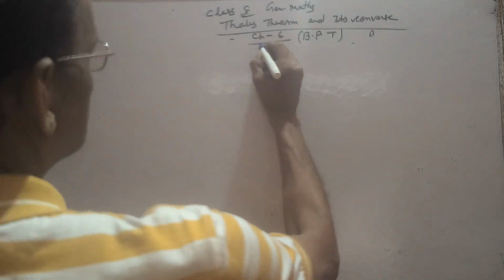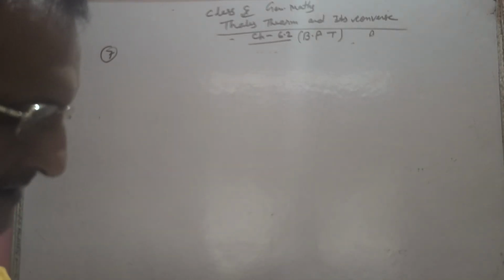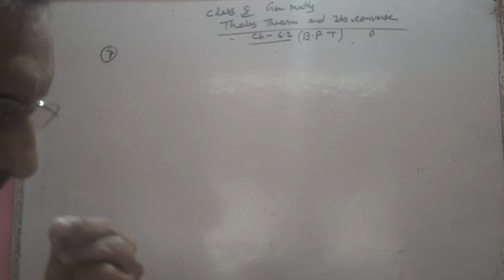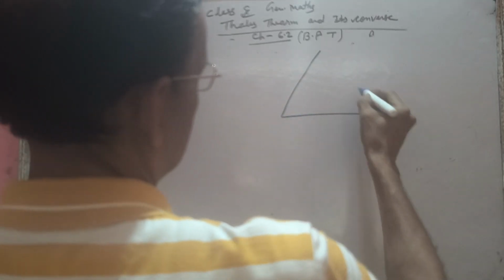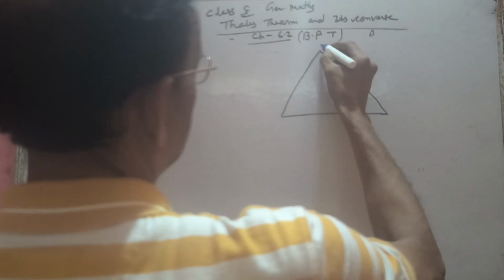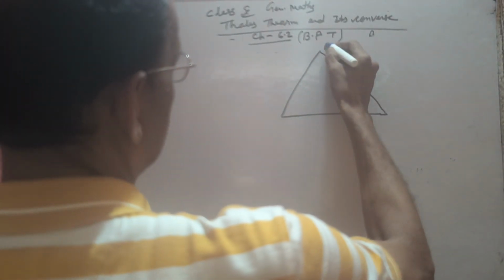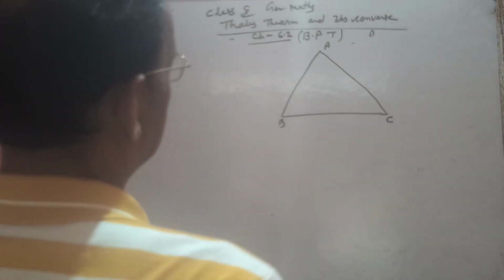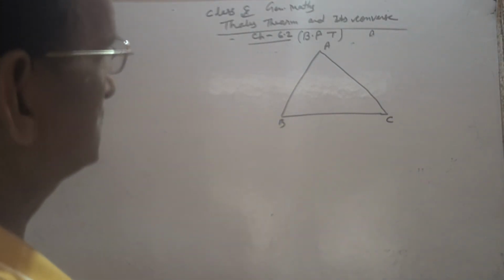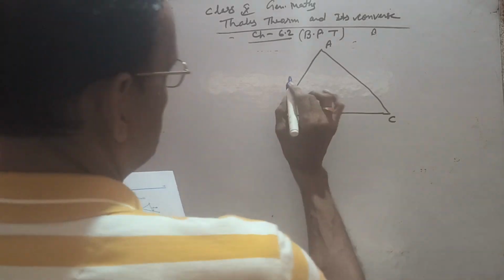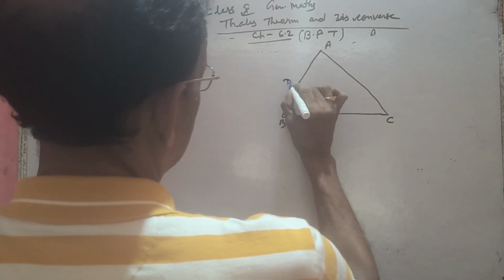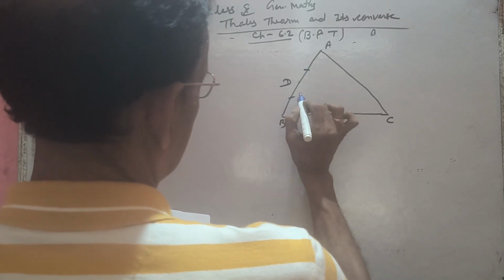Now see, exercise 6.2, question number 7. What is it saying? Prove that a line drawn through the midpoint of one side of a triangle parallel to another side bisects the third side. This was a class 9 theorem, called the midpoint theorem, the converse of the midpoint theorem. We have done it in class 9, but now we will do this in class 10 using BPT. What is it saying? If a line is drawn through the midpoint of one side of a triangle, suppose D is the midpoint of one side of triangle ABC.